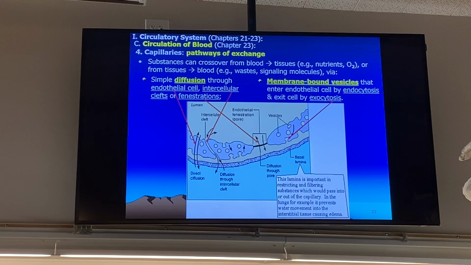It takes energy, but especially if there's a substance that can't get through the lipid bilayer, it goes through endocytosis on one side of the endothelial cell, exocytosis on the other side, and it can get through that way. That requires ATP. The three options of the left diamond do not, but the right diamond requires cellular energy, ATP.